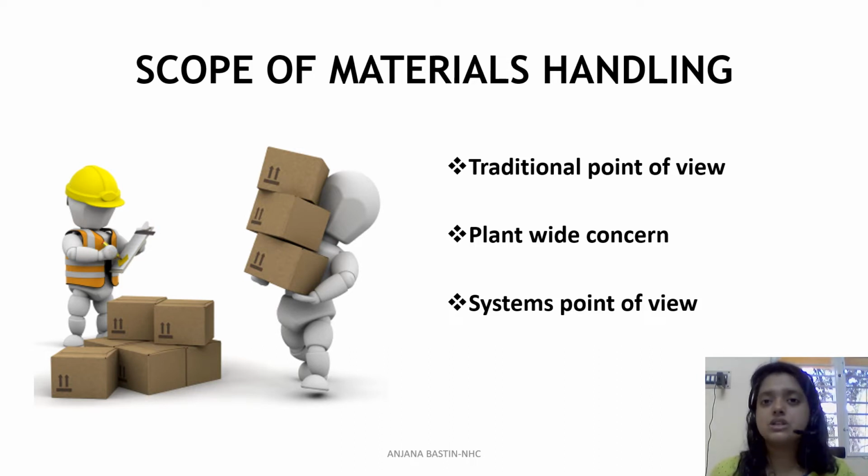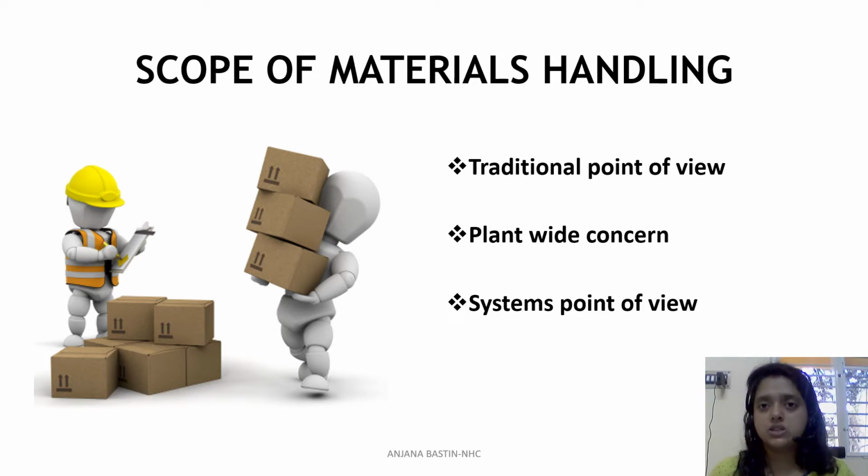So the first one says traditional point of view. My traditional point of view is where I have one machine here and one machine here, and the steps taken to move the material from one place to another, I call it the traditional point of view. So the time taken or the way in which I transfer the material from one point in the factory to another point, if I try to formulate the best way to do it by reducing all the cost, that is the traditional point of view of material handling. Is it clear to you?